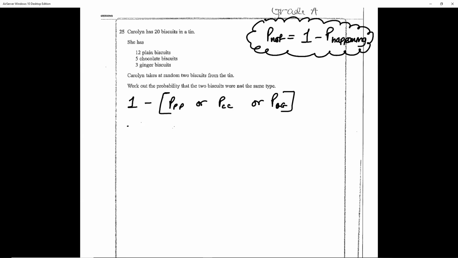So let's set up the question. Hopefully we'll have fewer calculations. So probability of plain, plain. It says she takes 2 biscuits from the tin. Now, Anaya, does it mention that she put them back in? So what do we assume? That she didn't put them back in. So this question is with or without replacement? Is it with or without replacement?